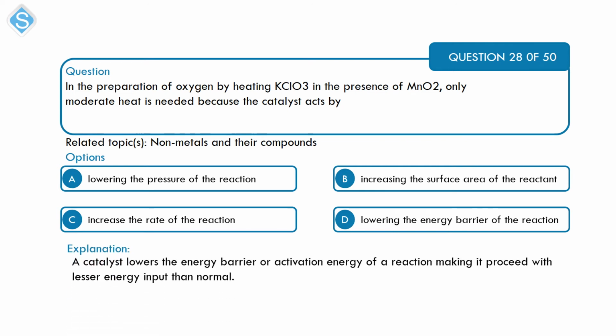So generally, catalysts help to lower the energy barrier or the activation energy of a reaction. The activation energy is the minimum energy that is required for a reaction to occur. So the use of a catalyst is going to lower the activation energy, allowing for that reaction to proceed with lesser energy input. So that makes option D the correct option here.